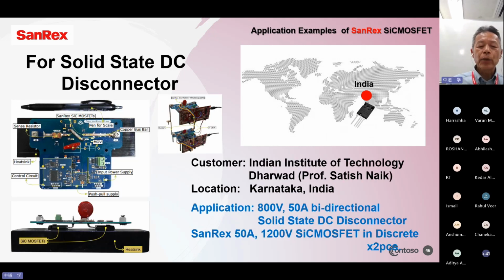Next, solid state DC disconnector. This is also coming from India. Customer name is IIT Technology, Hyderabad. Professor Satish Naik. They are located in Karnataka, India. These are the pictures. And the application is an 800 volt bi-directional solid state DC disconnector. They use SanRex 50 amp 700 volt silicon carbide MOSFET in a discrete package, 2 pieces in this application. According to Professor Satish Naik, they already offer this DC disconnector to a company in the States, Boeing, for aircraft application.